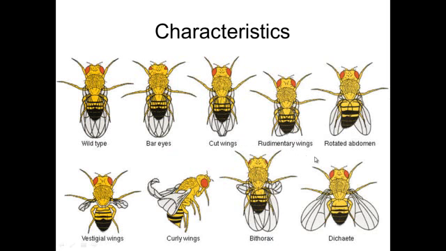Some of the characteristics that people have studied would be looking at the eyes. They're called barred eyes because they're an odd shape. This is the normal fruit fly. They could have wings that have a strange cut shape to them. They could have rudimentary wings, an abdomen that is rotated, vestigial wings, which they can't fly with, curly wings, bithorax wings, so one set is weird, the other set's okay. You could have dichaete wings. Look at those, very strange. So those are just a few things.